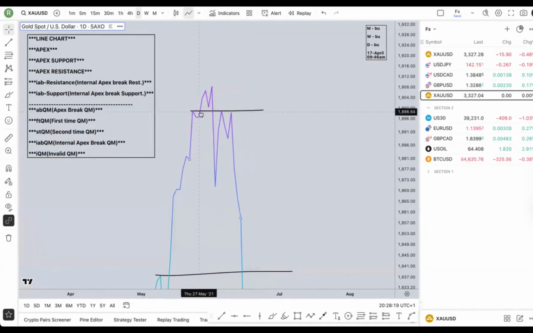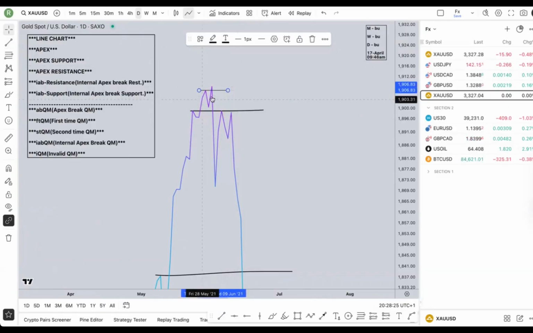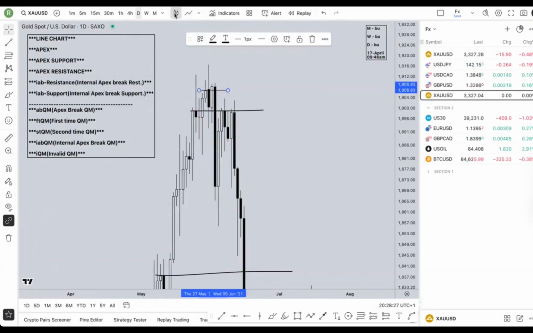Okay, this was FTQM, but not ABQM. This was the one that was ABQM and also FTQM. So if I take it here, see this was the resistance, the market broke. The candle that formed resistance was the one that broke it again. After breaking it, it also broke this other one, making sense to be FTQM. This one was FTQM and also ABQM. The market respected the FTQM and dropped down.